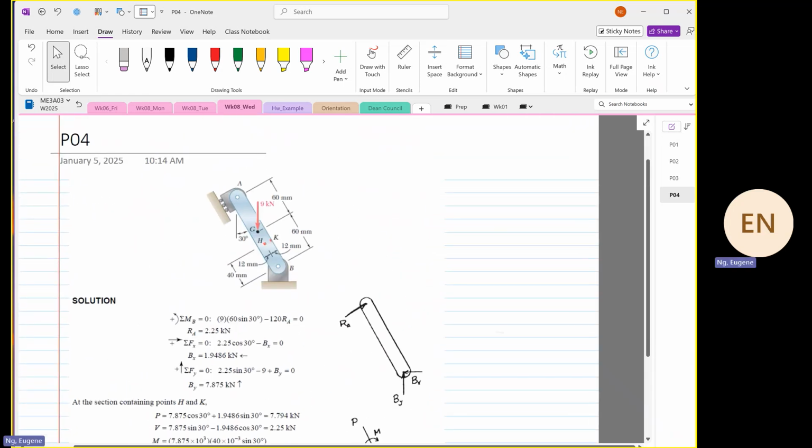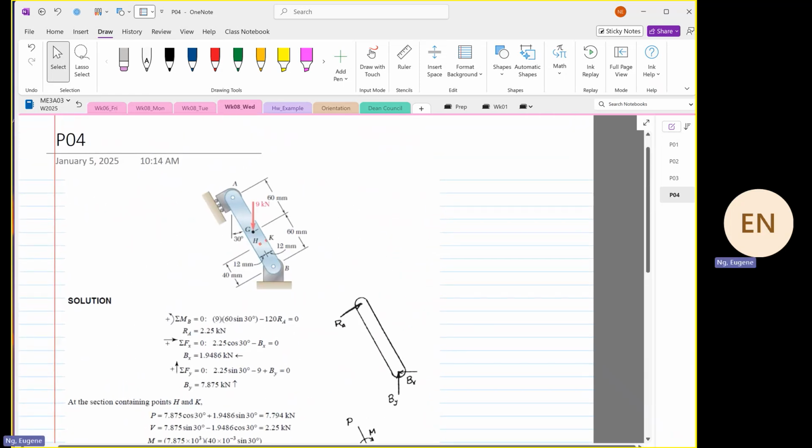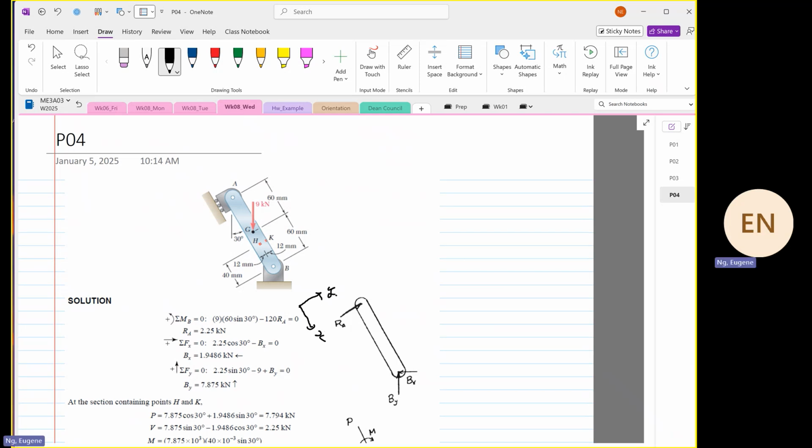Now over here, we have to know what the reactions are. Yes or no? Knowing the reactions is critical. Over here, I'm going to call my transformation differently. I'm going to address my transformation in this orientation, where this is my X and this is my Y.